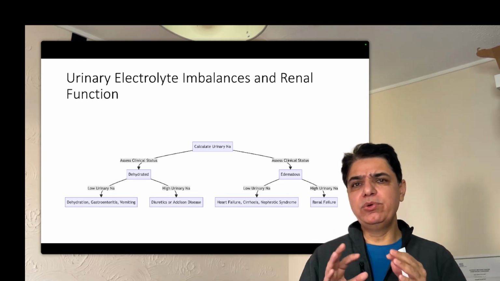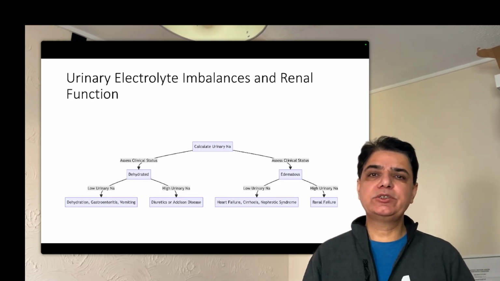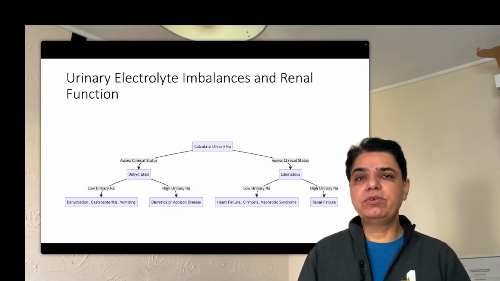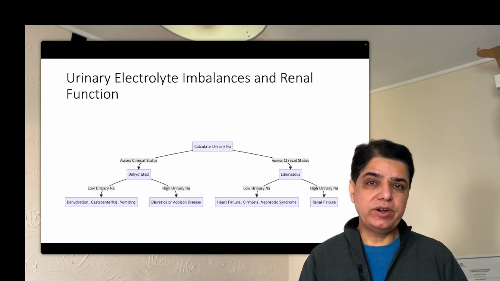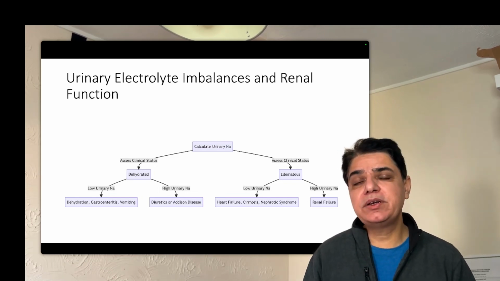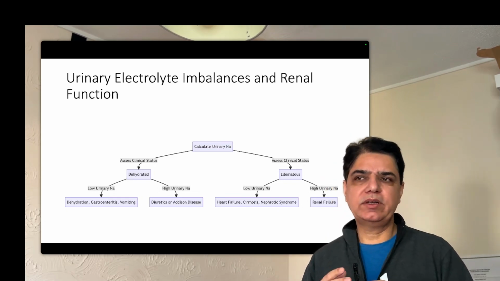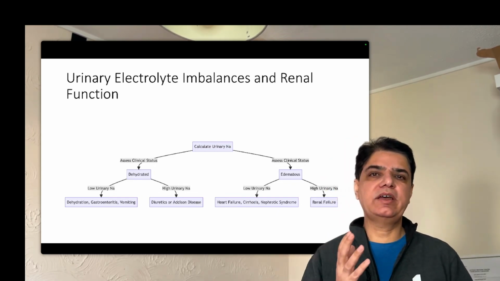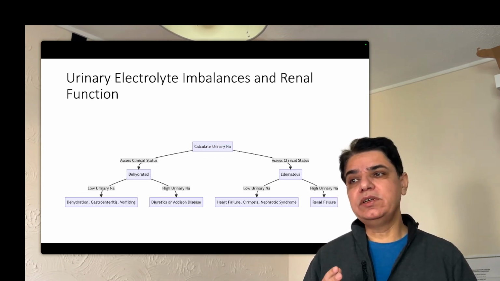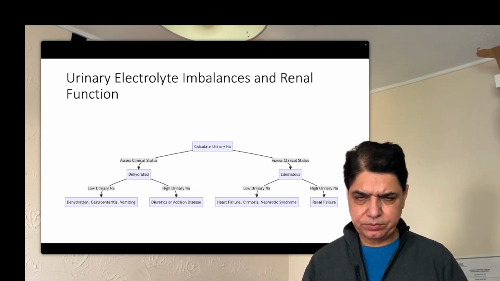So these are a few cases. I mean, the list is not exhaustive, but there are a few cases in which you can narrow down your differentials based on urinary sodium levels. But again, as I told you, urinary sodium levels have to be interpreted in the context of the clinical status, so whether the child is dehydrated or whether the child is edematous. Based on that, and based also on the serum electrolytes, you can make a diagnosis.